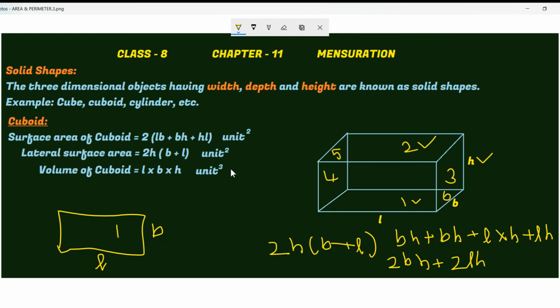H. The unit is unit cube, because for L 1 centimeter 1 unit will be there, for B 1 unit and H 1 unit. So if you multiply all the units, you will get unit cube. Next we'll move on to the next page.